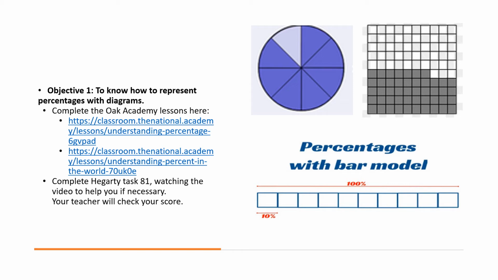Right, so the first objective that we have is thinking about all the different ways that we can represent a percentage. We can use a bar model, we can use grids, we can use parts of a circle. But the activities that you're going to complete here really go into the nitty-gritty of how you do this, so that we can have a deeper understanding of what percentages are so that we can complete the actual work on it.